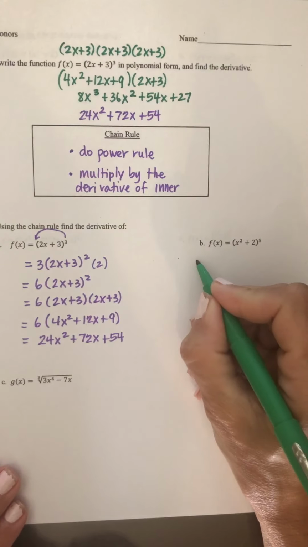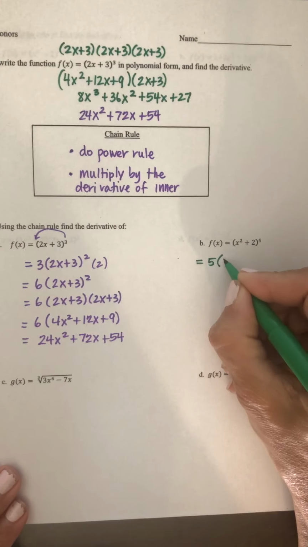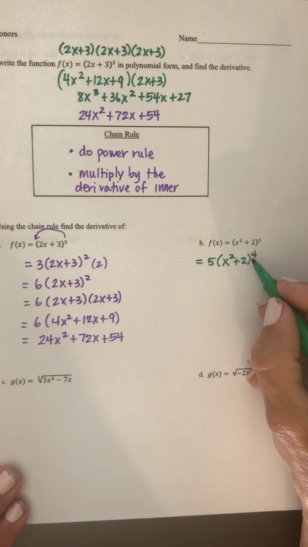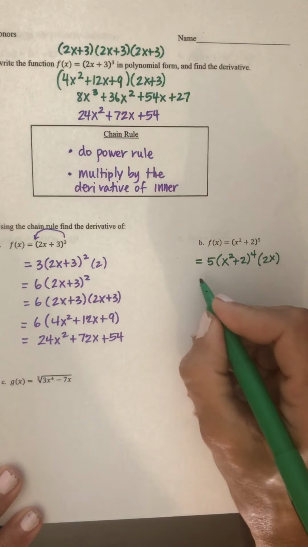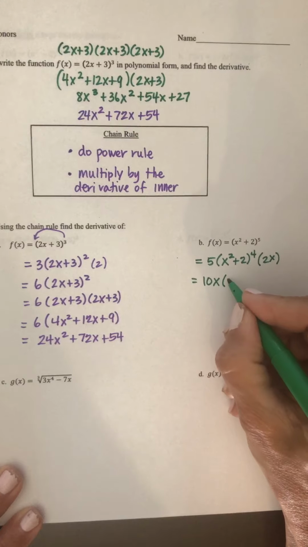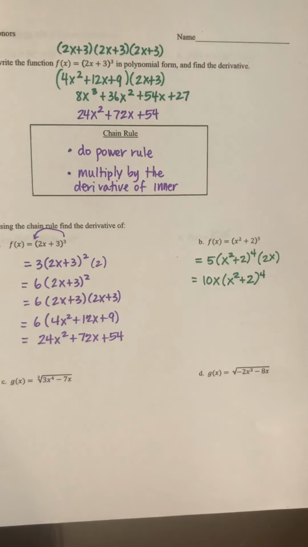Looks like I'm going to drop my 5 in front using my power rule. Then I have x squared plus 2. Remember, go down 1 power, raised to the 4th, and then times the derivative of the inner. That's going to be a 2x. Cleaning it up, 5 and 2x gives me 10x times x squared plus 2 to the 4th, and you can leave it like that. That's fine.